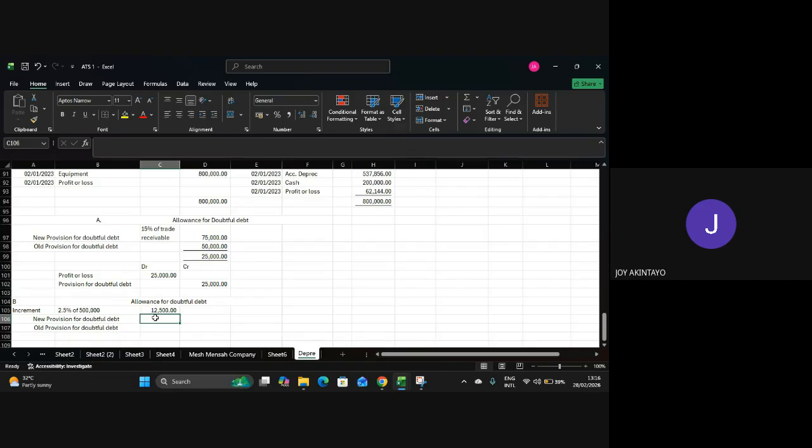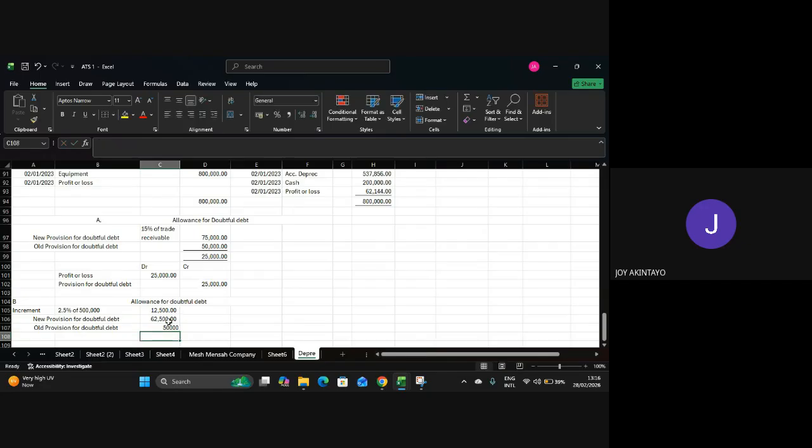You add 50,000 naira plus this. What do you have? Plus 12,500. Pick your calculator. 62,500. Old provision will still be 50,000 naira.